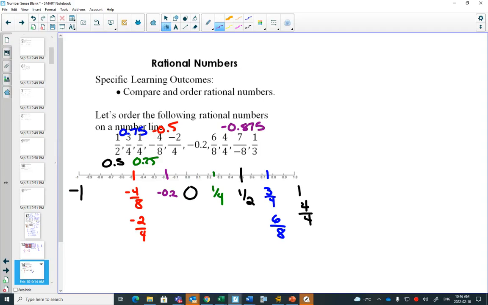Now when I'm putting it on here, it's going to be between -8 and -9, and it's going to be closer to -9. In fact, you can imagine this broken up into 8 little sections, and it's the closest 8th section to the -0.9. This will be -7/8. And finally, 1/3 is 0.33333 repeated. I'm going to put that one in.